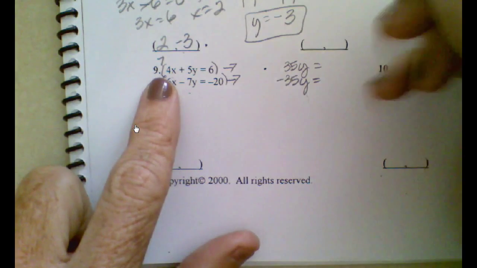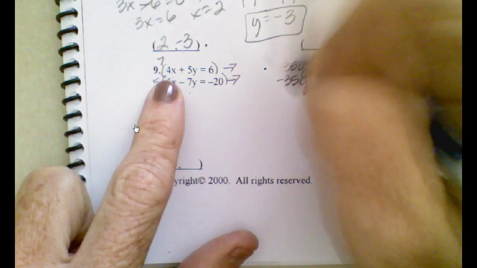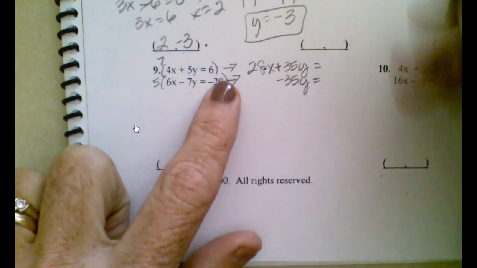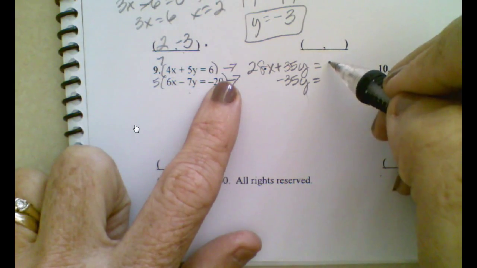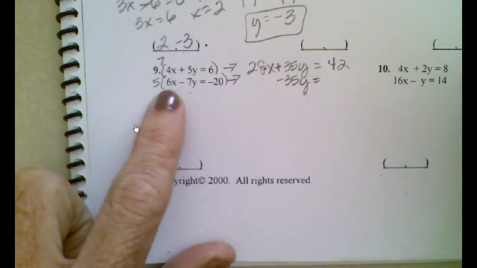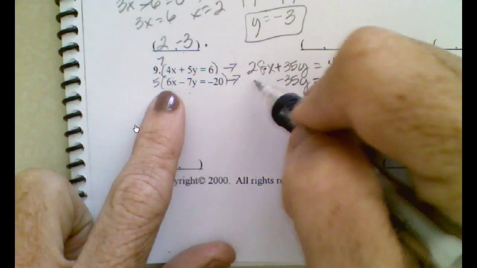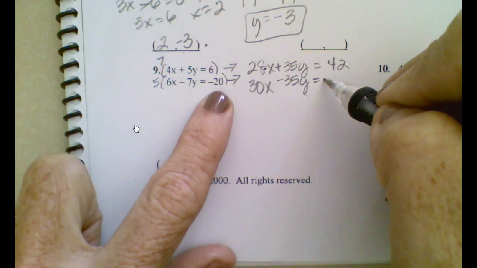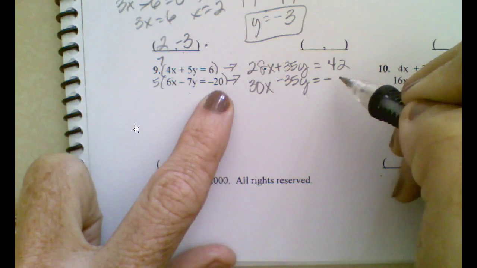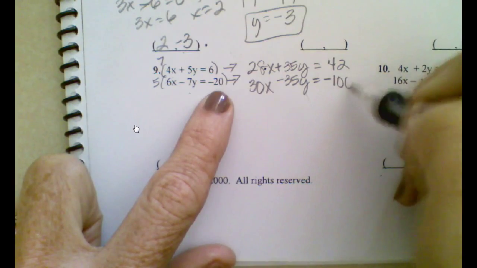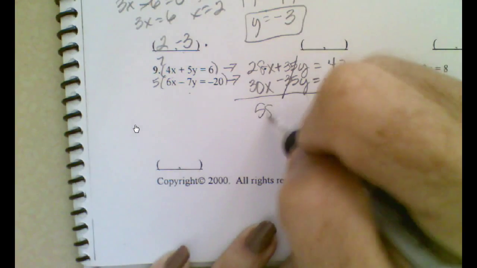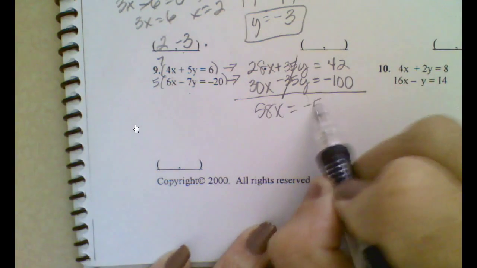So what's 7 times 4x? 28x. We already know we need to have 35y. And what's 7 times 6? 42. What's 5 times 6x? 30x. And what is 5 times negative 20? Negative 100. Now are you good to go? Now do you have a variable that cancels? Yes. That's gone. You get 58x equals, conveniently, negative 58.